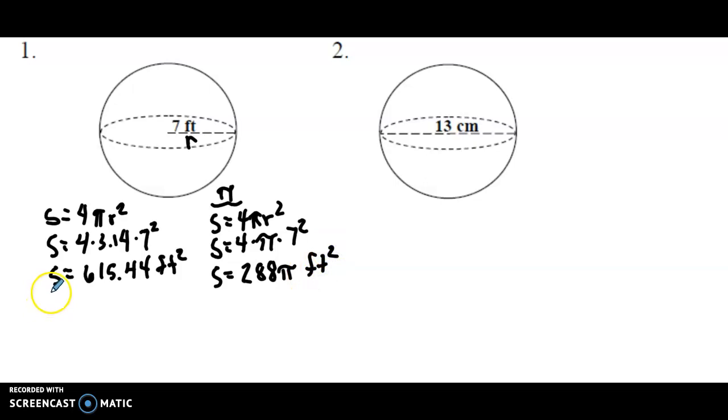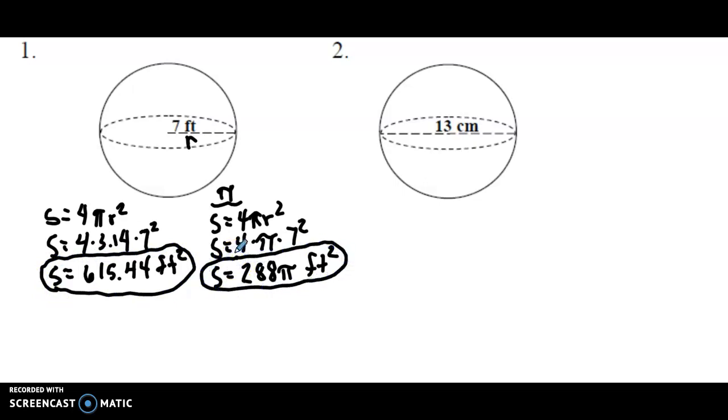Okay, both of those we're going to circle. Both of those are answers. On your worksheet you're going to do today, it's going to ask you to find both of those. All right, go ahead and pause the video and try number 2. Give it to me both with the numerical value using 3.14 and in terms of pi.